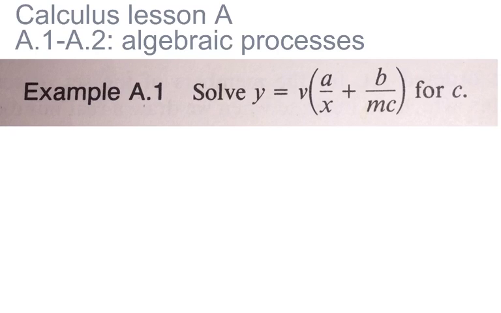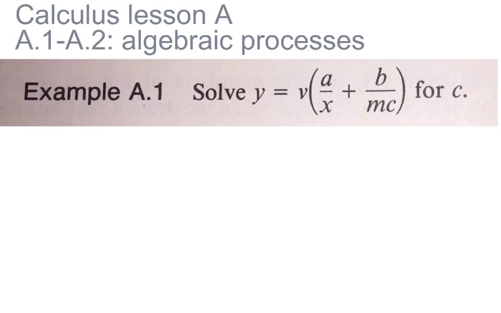Welcome to Calculus. This is Lesson A, which is a big review of a lot of algebraic concepts. And the reason for that is because it's hard to do calculus without algebra. In fact, calculus is where you actually use the algebra concepts that we've been telling you you're going to use for the rest of your life.